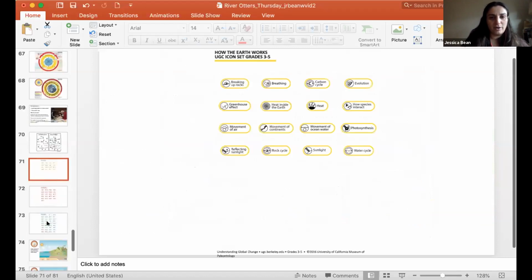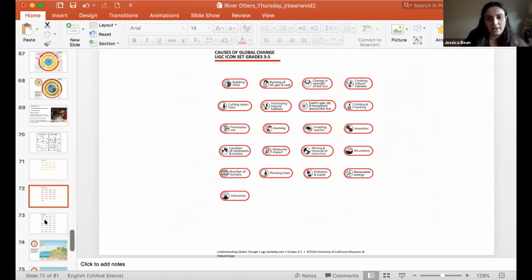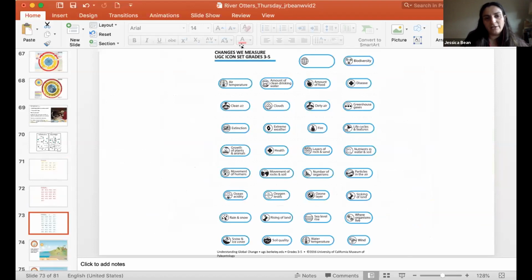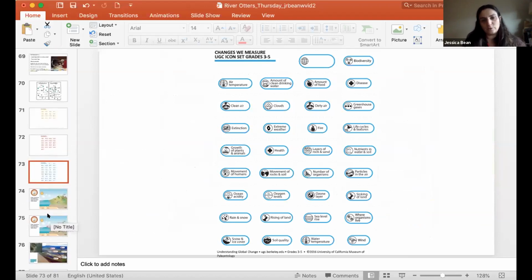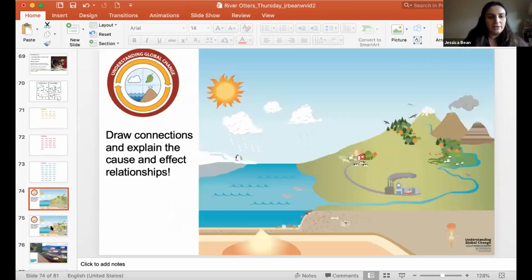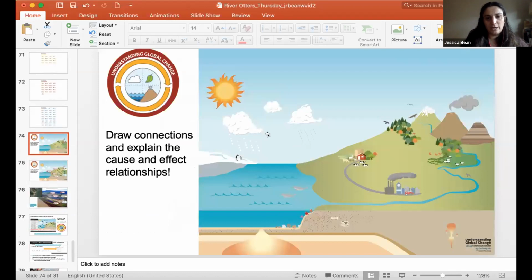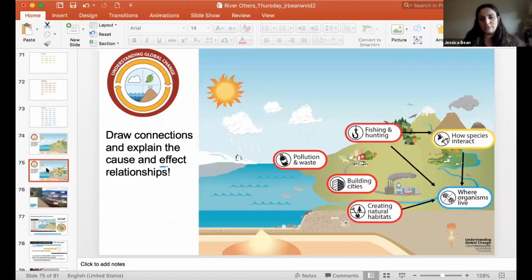In the slideshow, I've given you the full set of the icons we're calling the grades 3 through 5. What we really mean is that this is more accessible language for younger learners. We also have what we call the complex or the original version that we think of as for middle school, high school, and above. And then the other resource really quickly is this template on which you can draw Earth system models and use these icons for showing connections. But you could also be using a picture.